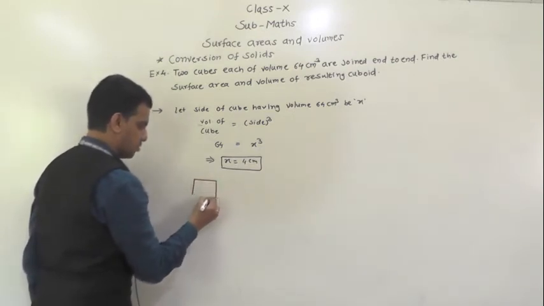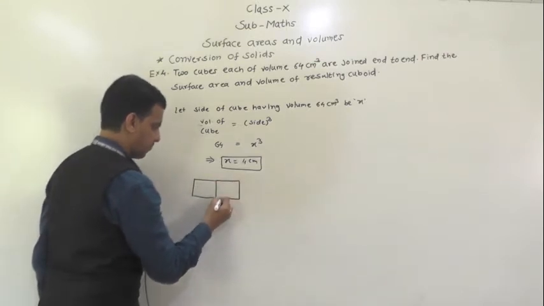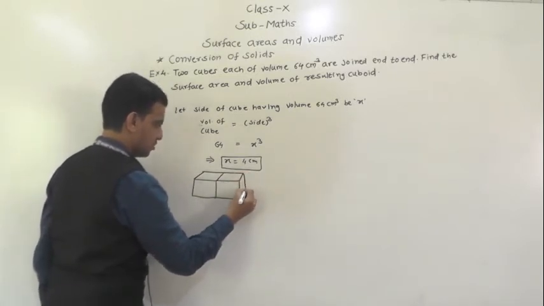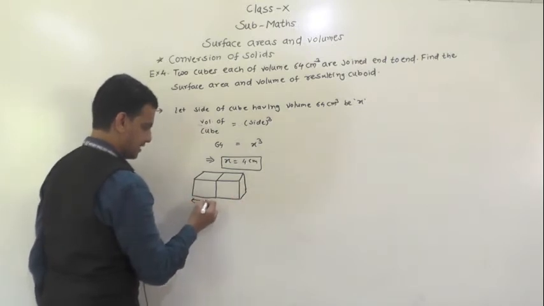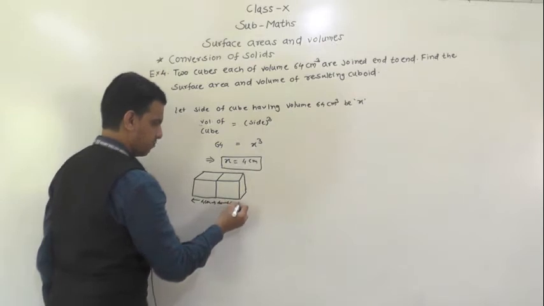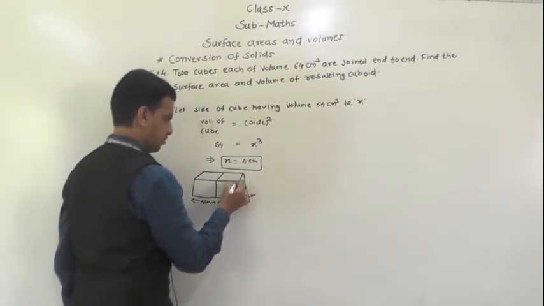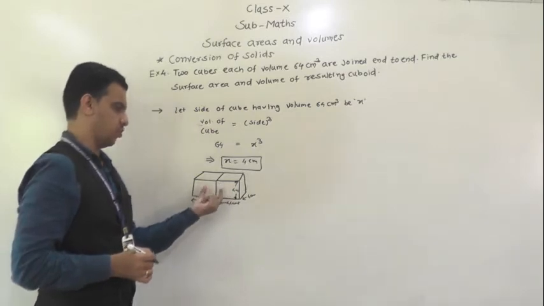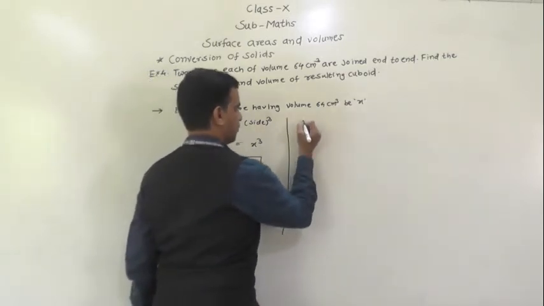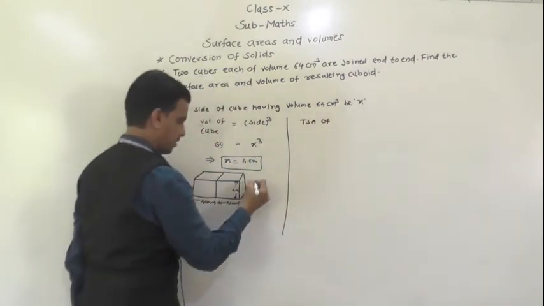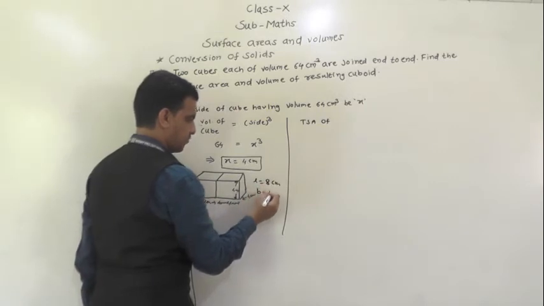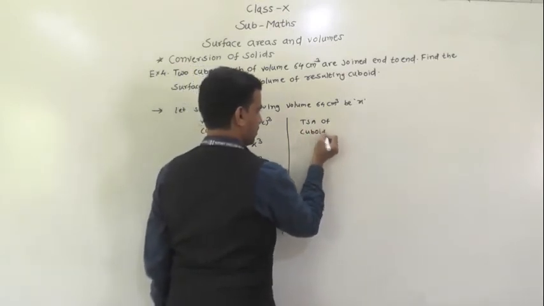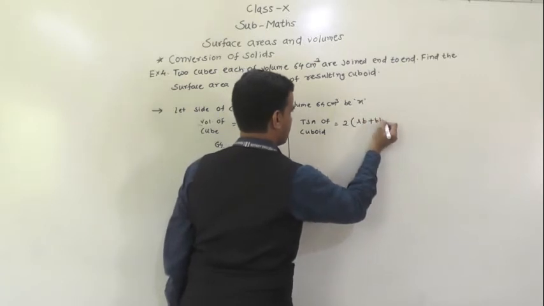If we join these two cubes end to end like this, again the length of the cuboid will change. Length is 8 cm, and breadth and height are 4 cm. We have to find the surface area and volume of this cuboid. First the TSA of the cuboid: length is 8 cm, breadth is 4 cm, and height is 4 cm. TSA of a cuboid is equal to 2 times (LB plus BH plus LH).